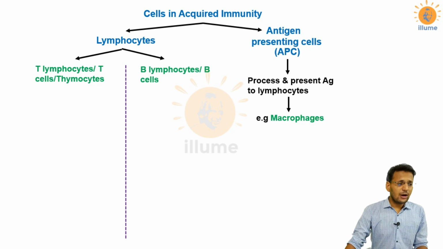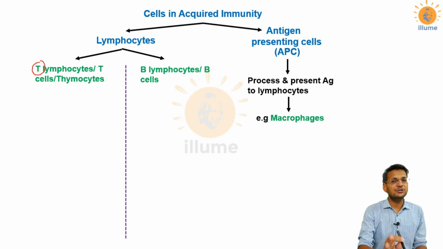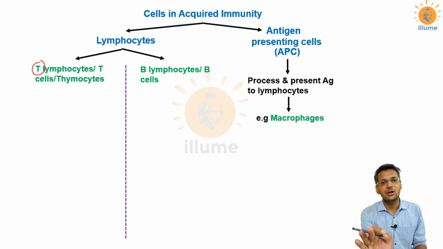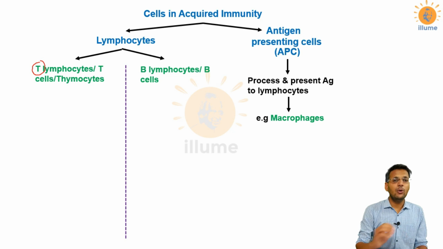Now if I talk about T cells, both T and B cells are lymphocytes, and lymphocytes are WBCs, and WBCs and all other blood cells are produced in bone marrow. So lymphocytes are also produced in bone marrow. Both T lymphocytes and B lymphocytes are produced in bone marrow, but their site of maturation is different, and hence the name. T lymphocytes mature in thymus and B lymphocytes mature in bone marrow. You can remember this by their initial name: T cell, T means thymus, and B cell, B comes from bone marrow.